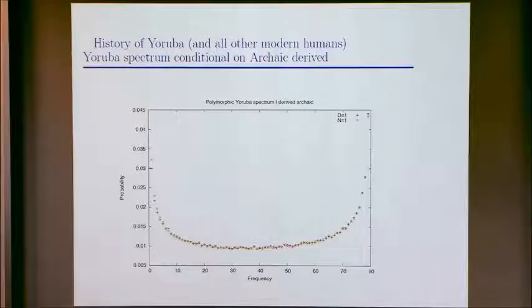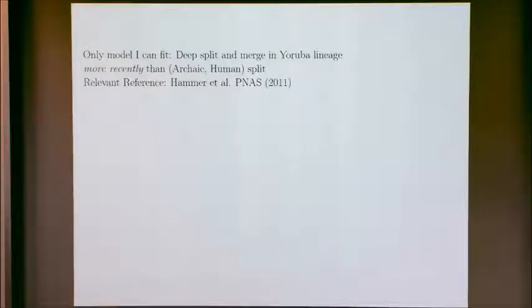But a couple of years ago, Mike Hammer and Jeff Wall, using entirely different methods, haplotype-based methods, claimed that there was ancient gene flow into the Yoruba. They weren't able to date it very precisely. And what I'm saying here is that there's overwhelming evidence that what you must have had is a deep split and then merge back in the Yoruba lineage, but it's more recent than the archaic human split. So I like to say it's an ancient event, but not an archaic event. Right?